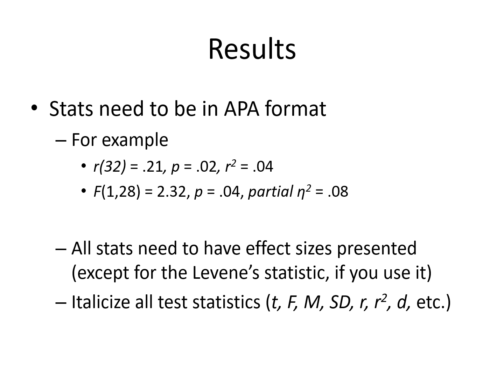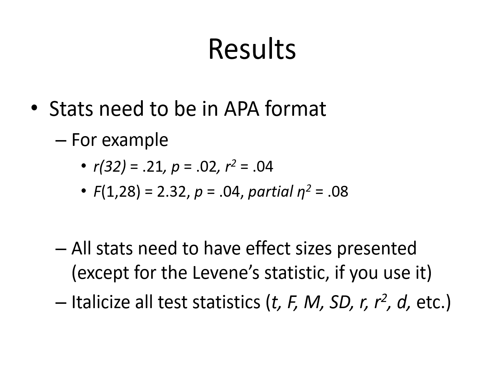All statistics need to have their effect sizes presented, except for the Levene statistic if you use it, and we'll discuss the Levene statistic later in this class. So again, I would actually argue that if it's not significant, there's no reason to present effect size, that you should actually only present effect size when you have a significant effect, a p of 0.05 or less.